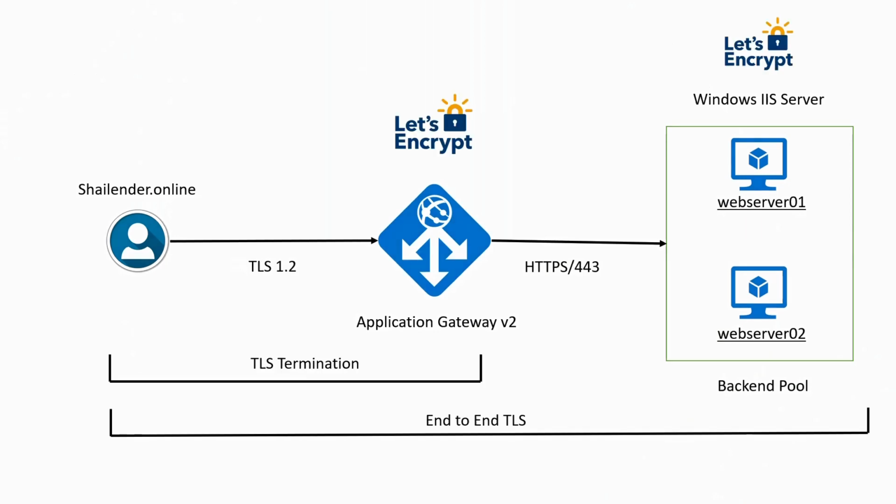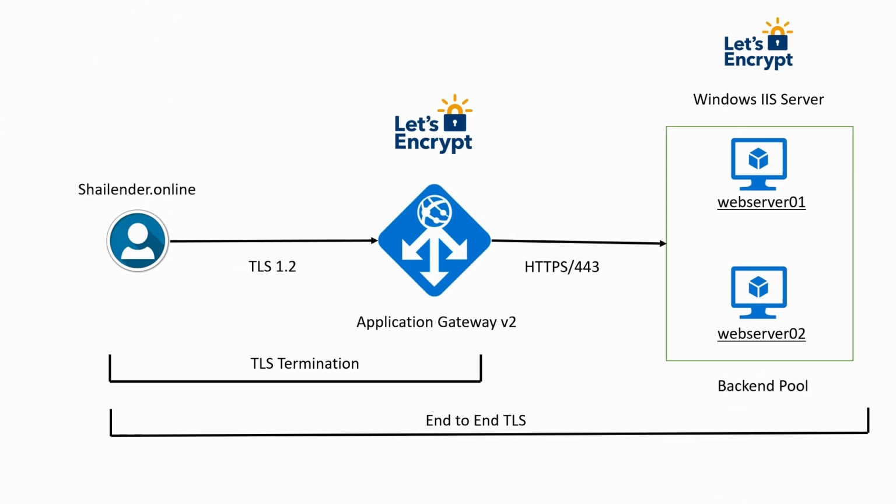But in this lab, we are going to set up end-to-end TLS encryption, where the traffic from user to application gateway and from application gateway to the web server will be encrypted. If the traffic from user to the application gateway is encrypted, that is called TLS termination. But in the case of TLS termination, the traffic between application gateway and the web server will be in clear text or plain text form. In the case of end-to-end TLS encryption, the data is encrypted from user to the backend servers.